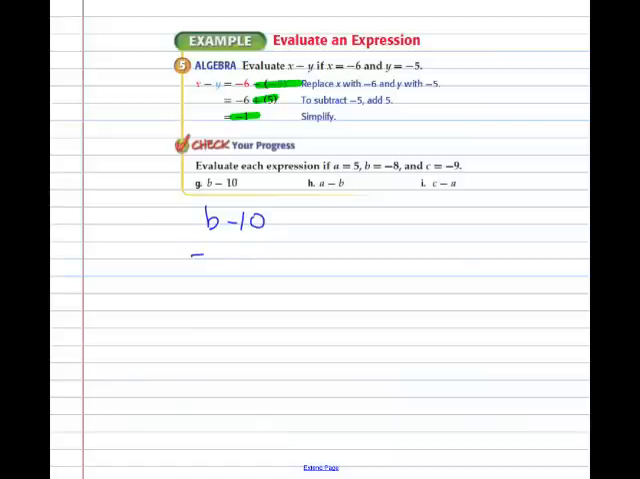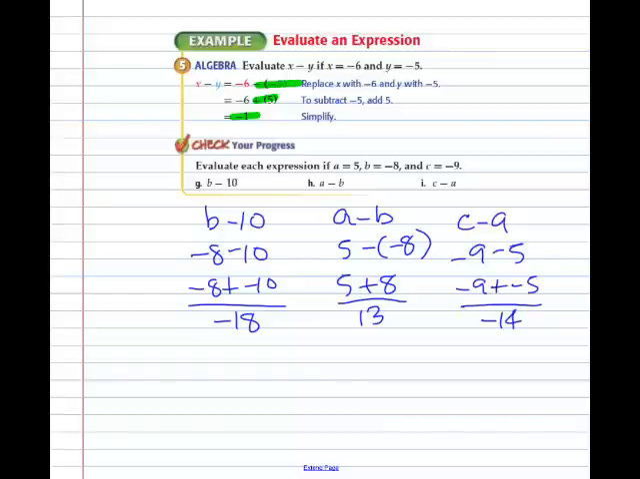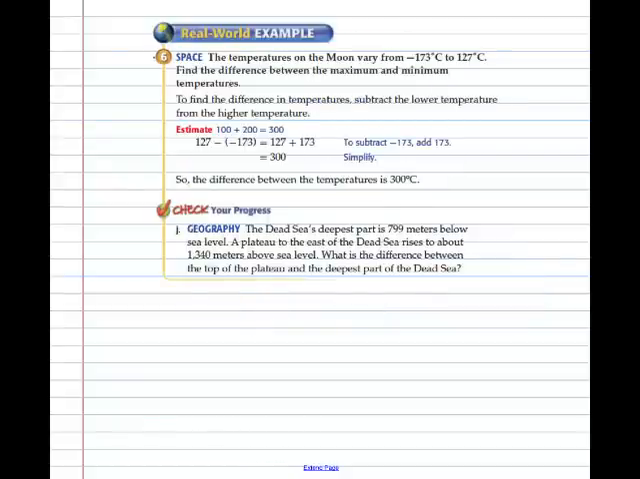Example G, B minus 10 becomes negative 8 minus 10, which becomes negative 8 plus negative 10, which is negative 18. A minus B, 5 minus a negative 8, becomes 5 plus 8, which is 13. C minus A, negative 9 minus 5, becomes negative 9 plus negative 5, negative 14.